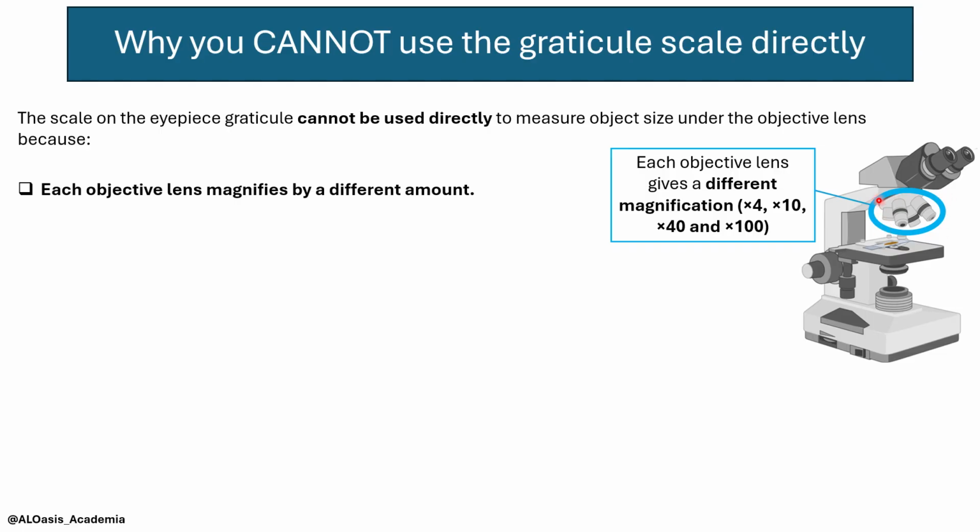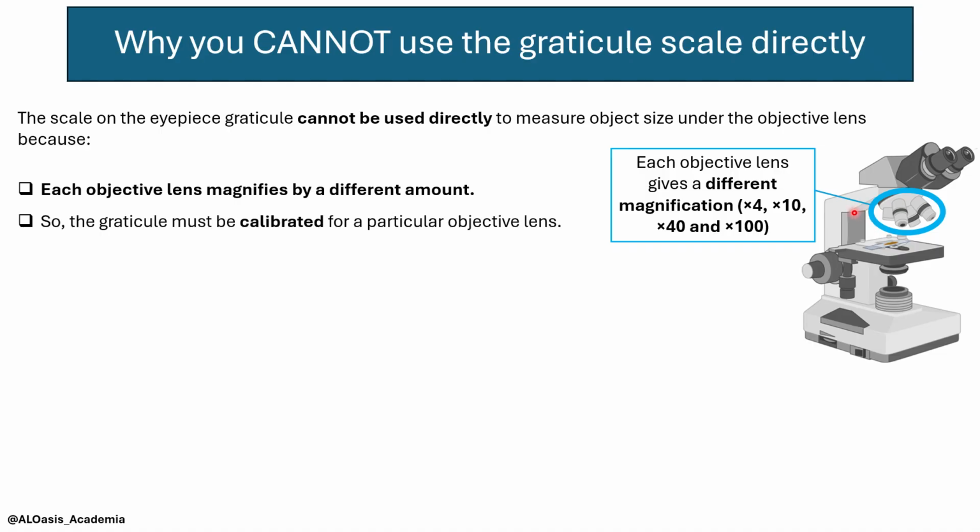Just as a reminder, this is what we call the objective lenses, and they come at different magnifications. We have one here that is 4 times. It means it makes the object that you're looking at bigger 4 times. And then we have the 10 times magnification, 40 times magnification, and then the 100 times magnification. So each objective lens will have different magnifying power and will magnify the object by a different amount.